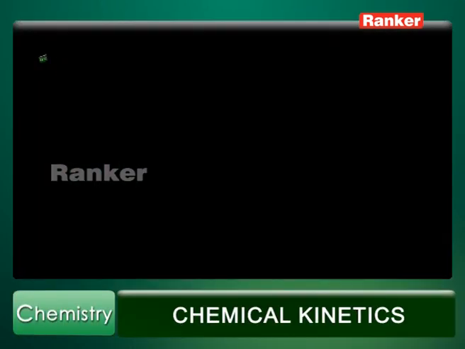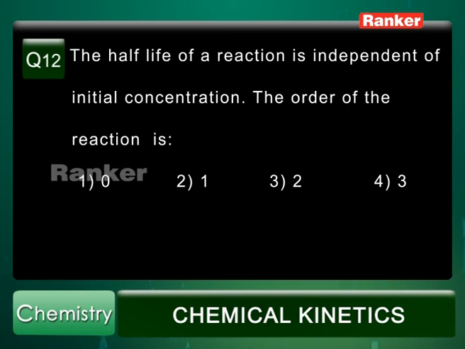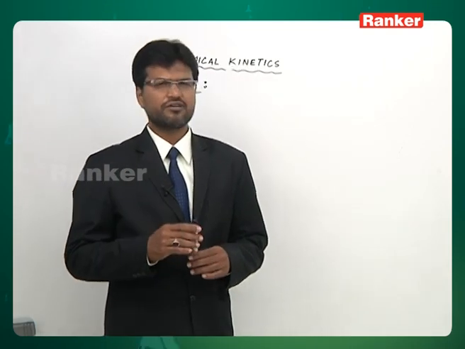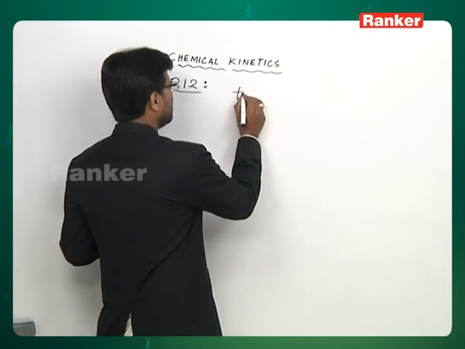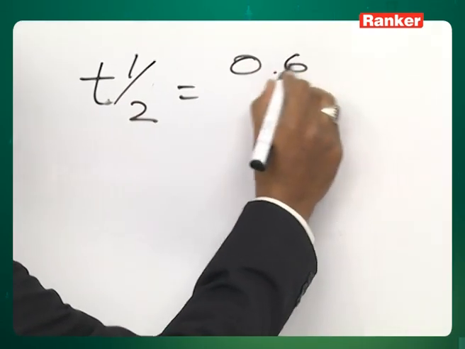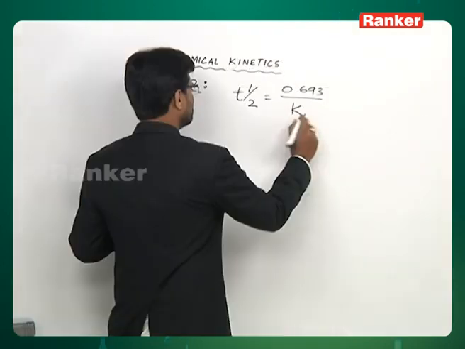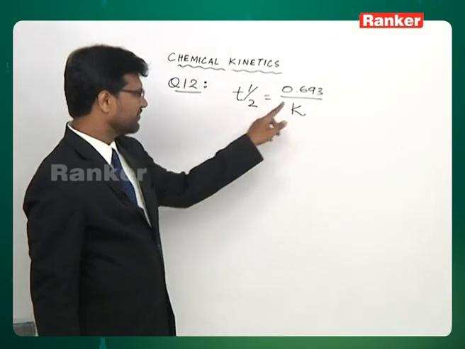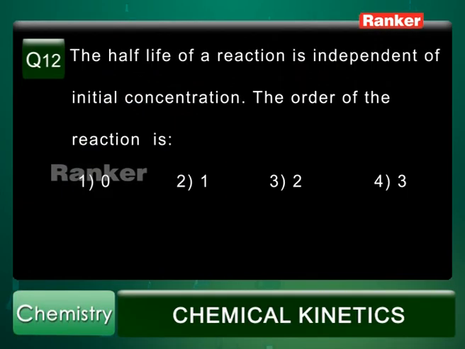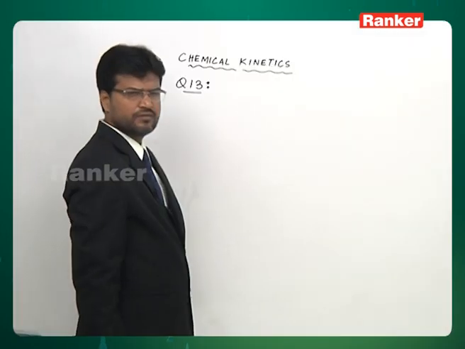Question number 12. The half-life of a reaction is independent of initial concentration. The order of the reaction is first option 0, second option first order, third option second order, fourth option third order. See, half-life is independent of initial concentration. It is applicable only for first order reaction. See, T half equals to 0.693 by K. This is first order rate constant. So you can see T half is independent of concentration. So the correct answer is second option, first order reaction. For first order reaction, half-life is independent of initial concentration. Question number 13.